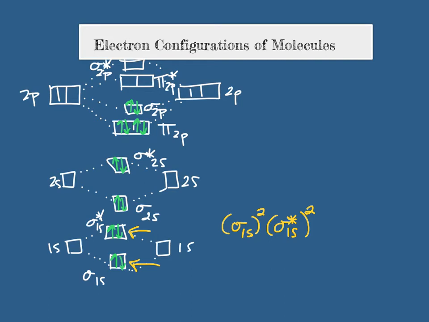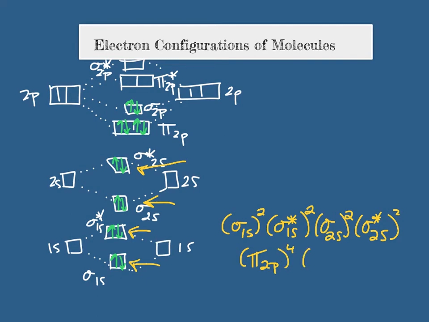Now I'll move to the second part. Sigma from the 2s, and there's 2 electrons there. Next, antibonding sigma orbital, 2s. And then we have to describe the p's. We have 4 electrons in the pi bonding area and 2 electrons in the sigma bonding.